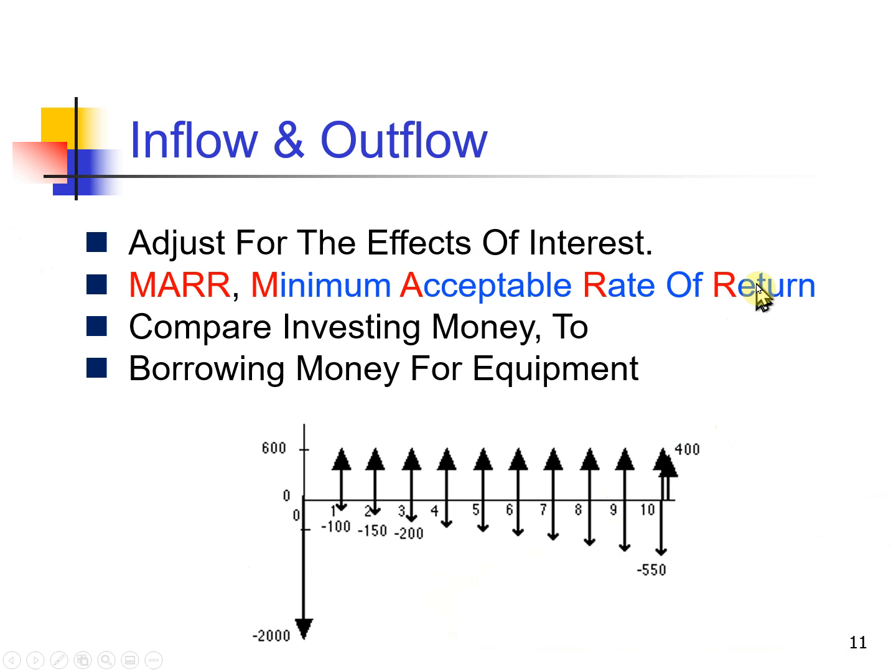So we need to learn how to adjust for the rates of inflation. We have a minimum acceptable rate of return. And the way we do that is we compare investing money to borrowing money for equipment that's going to go into our project and the return on that project.